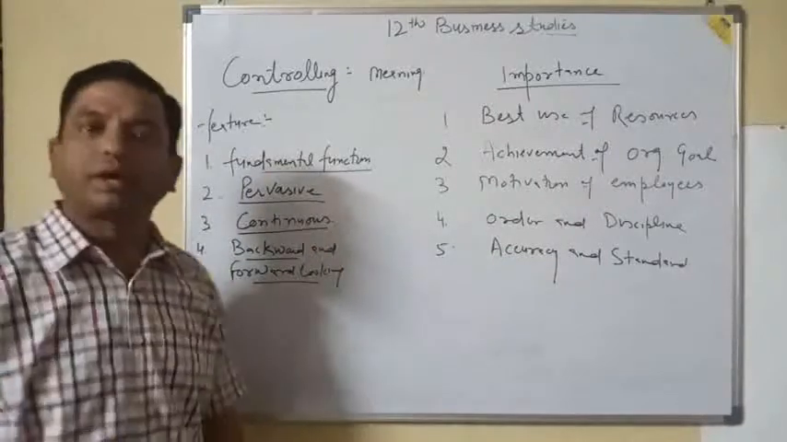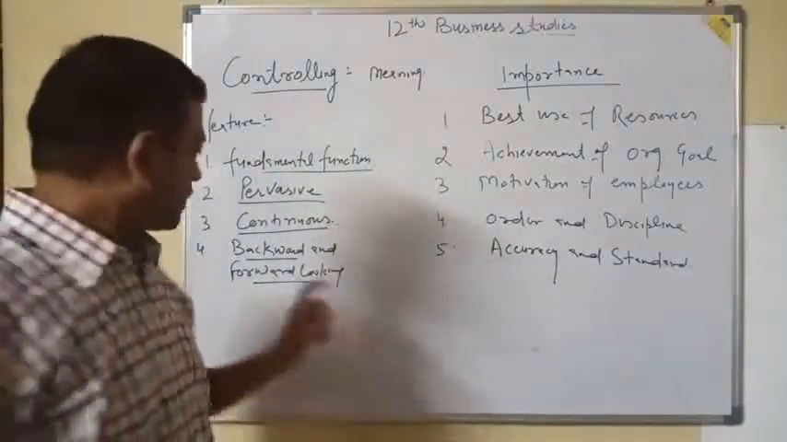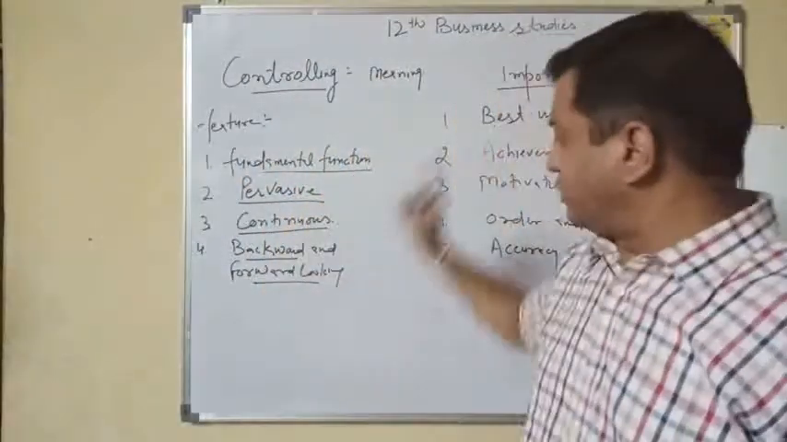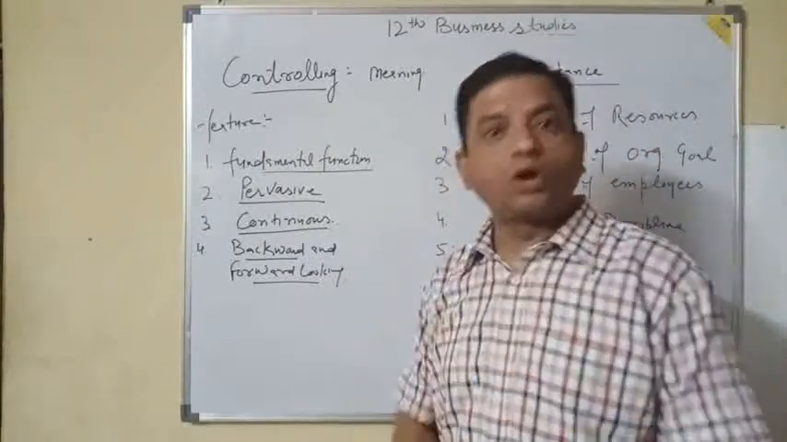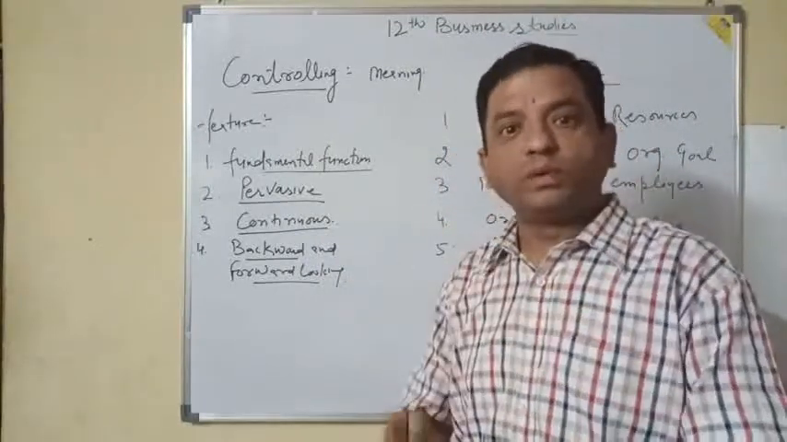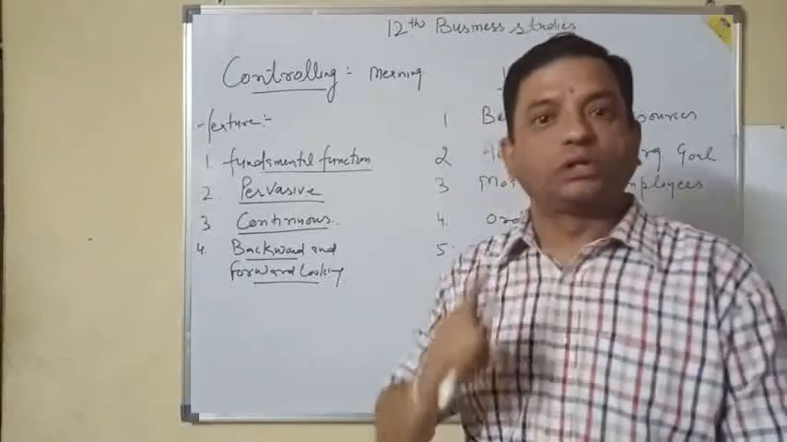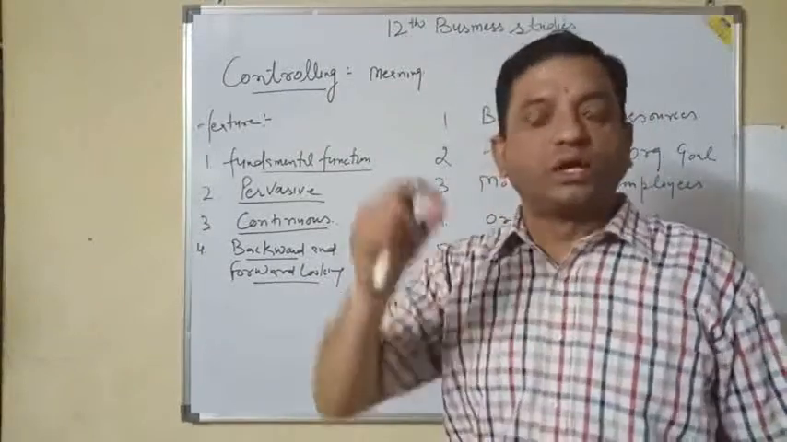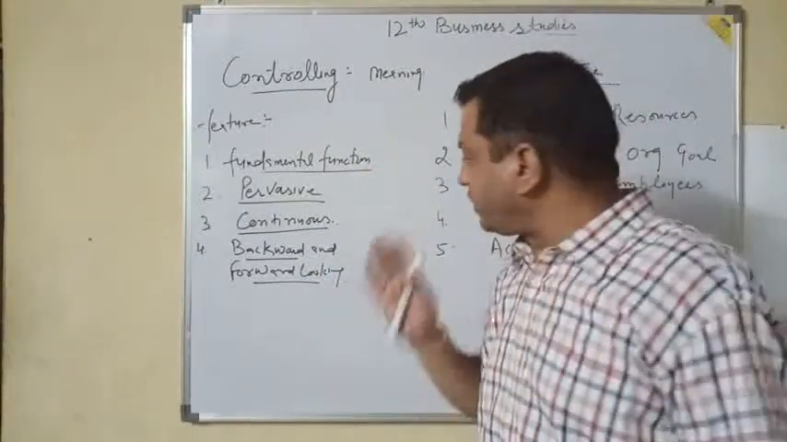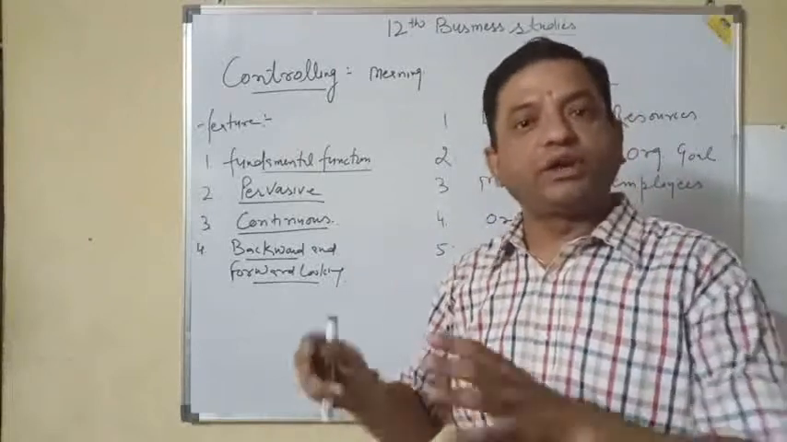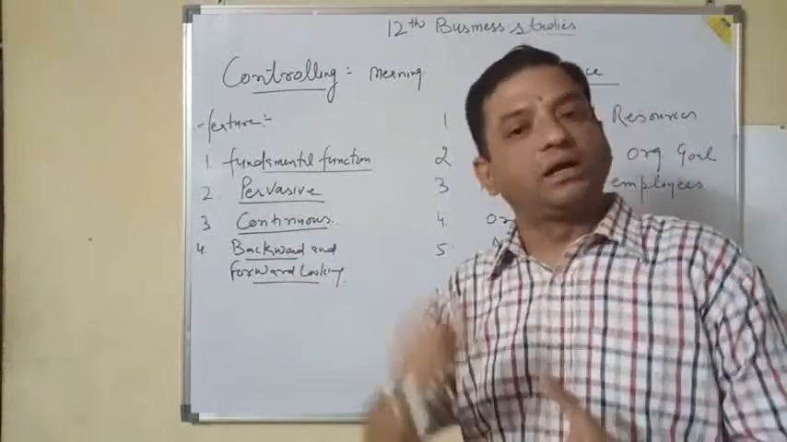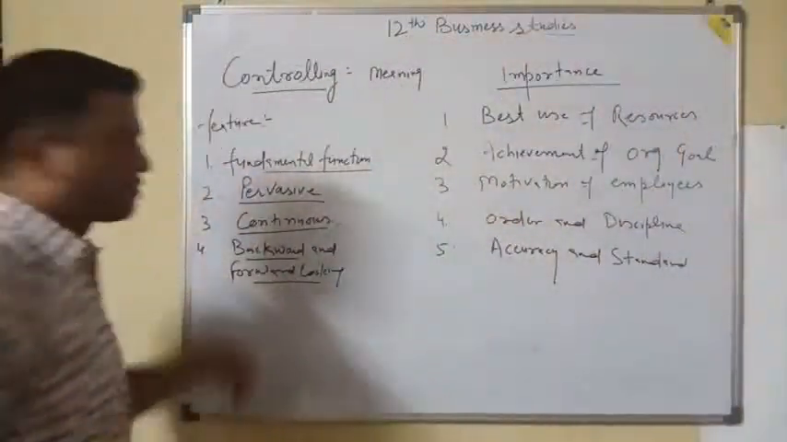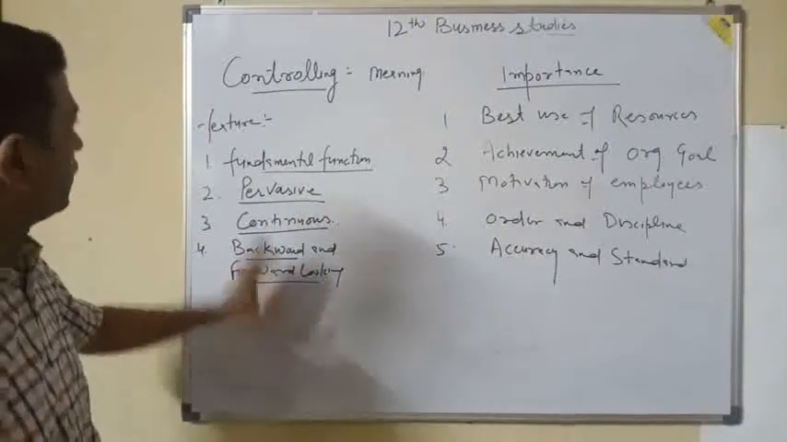It is also forward looking. Why is it forward looking? Because in controlling, if we are not doing well, then the controller focuses on removing those obstacles and shortcomings in future. He also plans for the future not to repeat those mistakes which have been committed, found by comparing the actual performance with the planned performance. That's why it is called a forward as well as backward looking function.